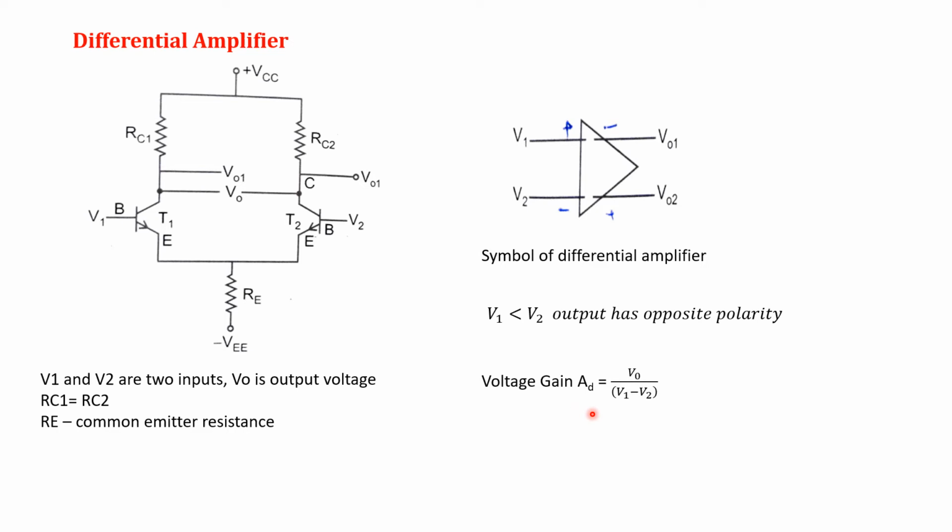Such a differential amplifier has four types that we discuss one by one. There are four types of differential amplifier. In that, the first one is double-ended input and double-ended output.